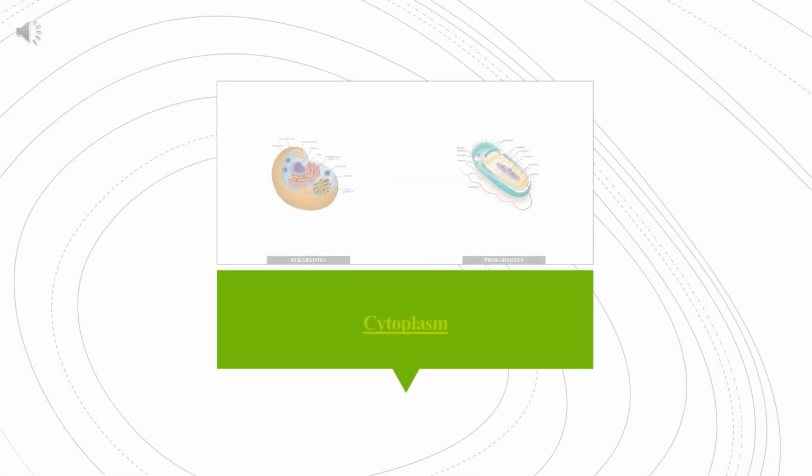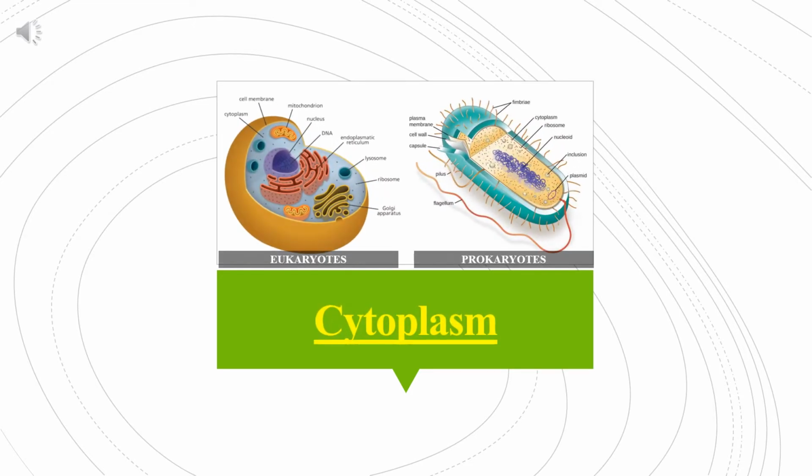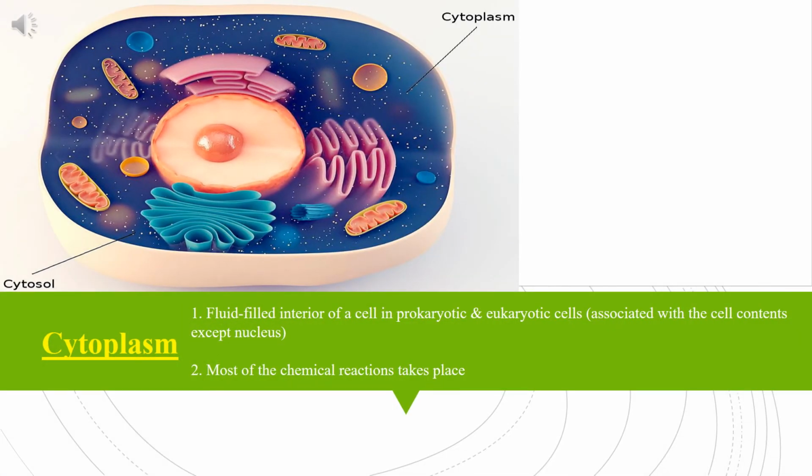Now let's discuss the first structure, the cytoplasm. The cytoplasm is the fluid-filled interior of a cell found in both prokaryotic and eukaryotic cells. In eukaryotic cells, the cytoplasm includes the entire content within the cell membrane except the content of the nucleus. Since the cytoplasm is packed with different molecules and cellular components, most of the chemical reactions of a cell occur in the cytoplasm, including glycolysis, protein synthesis, and other metabolic reactions.